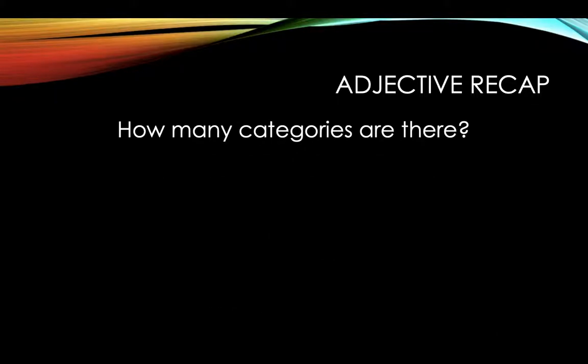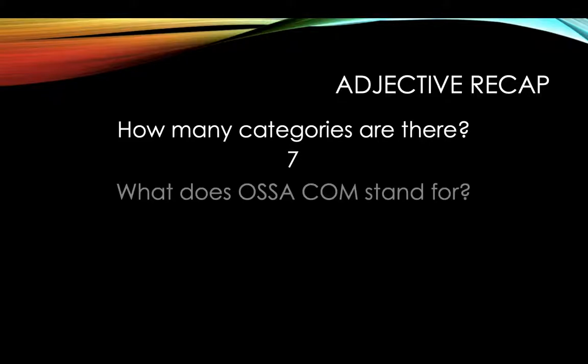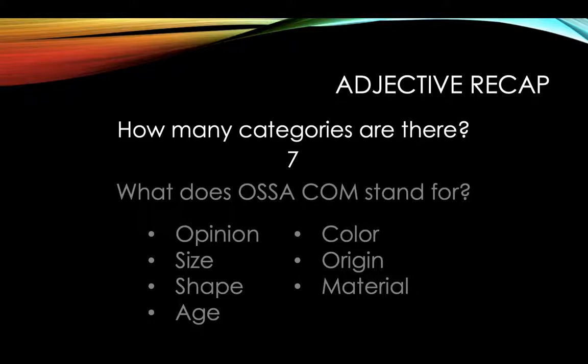So how many categories are there? There's 7. Because what does OSACOM stand for? Those are our 7 categories: opinion, size, shape, age, color, origin, and material. And it seems like you guys have a really good grasp and understanding of OSACOM. You are able to repeat it every time I ask you about it, and you have really good descriptive words for each category. So I think this will be a little bit easier for you.